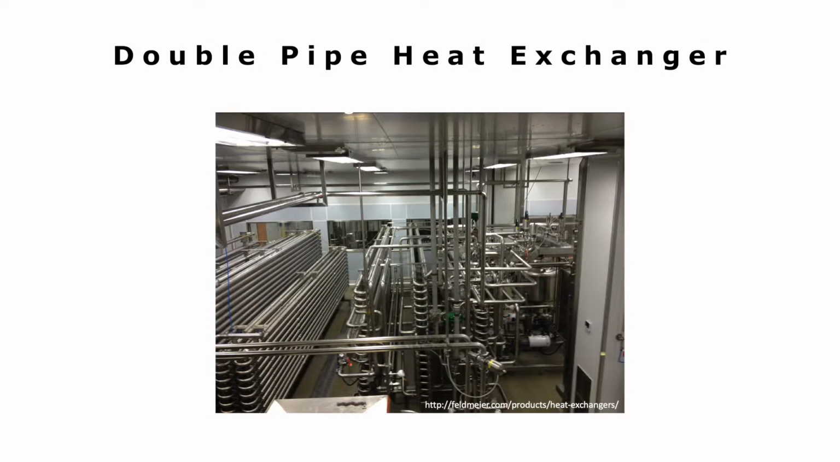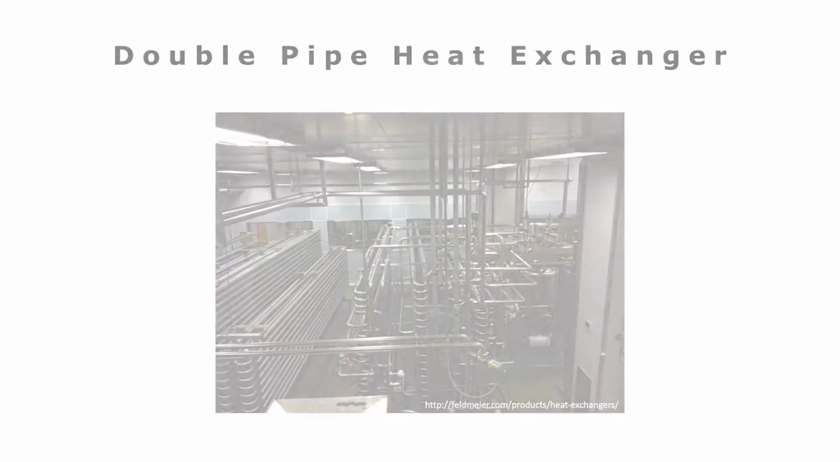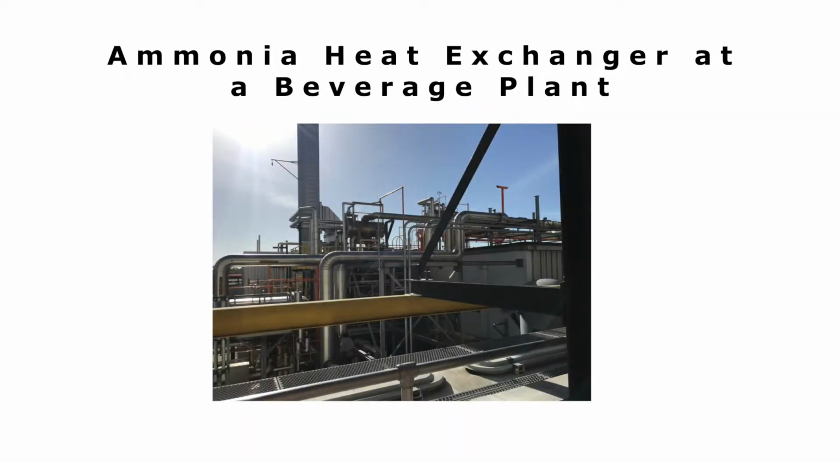Double pipe heat exchangers are often used in industry due to their low cost of design and maintenance. They are typically used in the food and beverage industry to cool products such as carbonated beverages using an ammonia-based coolant. However, water is the most common and readily available coolant, as is used in this experiment.